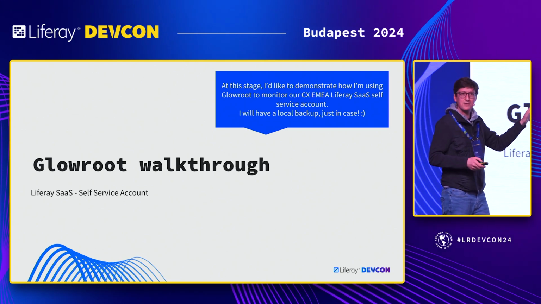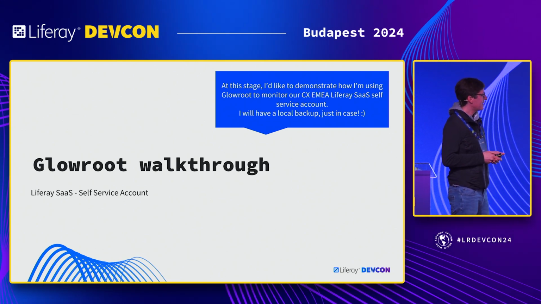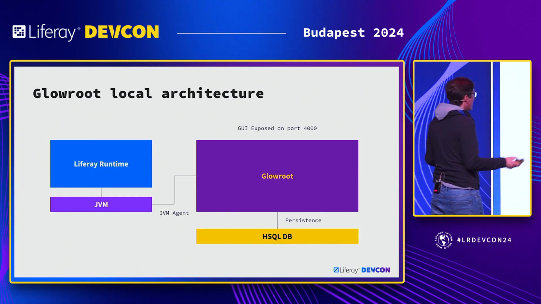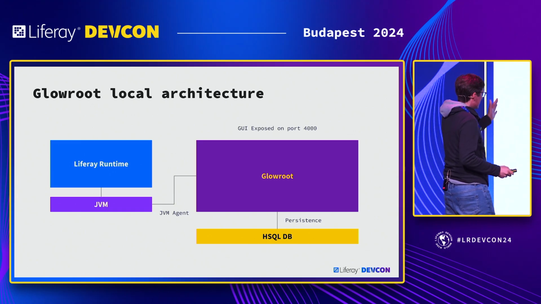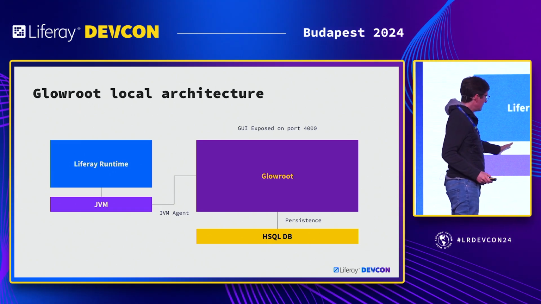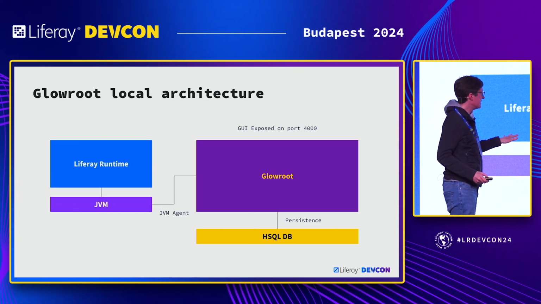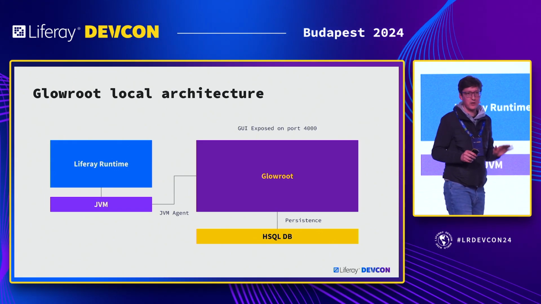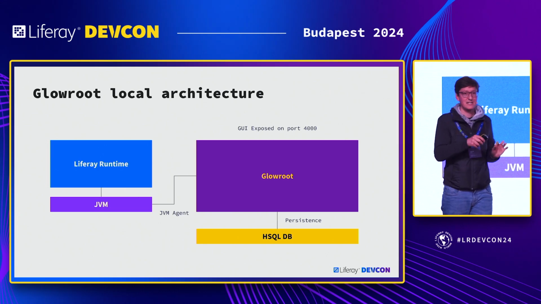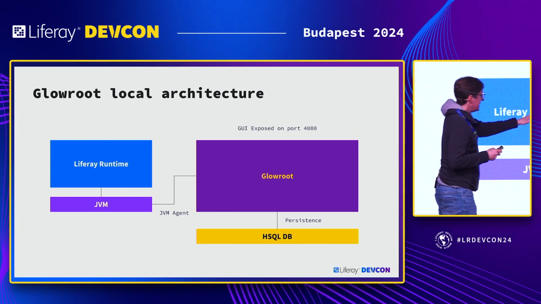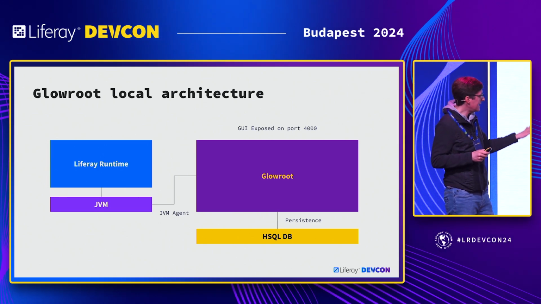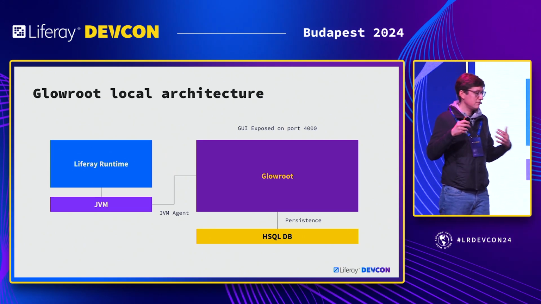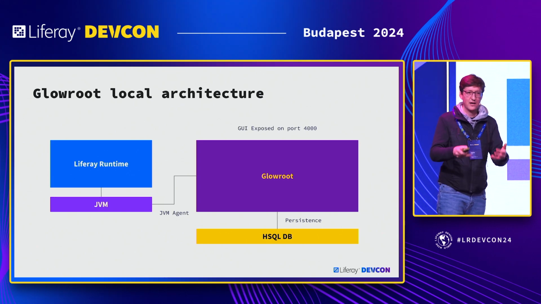So yes, I was thinking maybe to show you on Liferay Cloud, but I was not sure about the network connection here. So the local architecture, what does it look like? You've got the Liferay runtime in a JVM. Glowroot is attached as an agent. And when you run it just like this, it exposes a GUI on port 4000. We magically re-expose it on port 8080, but this is what it looks like. And it persists the data in an HSQL database.